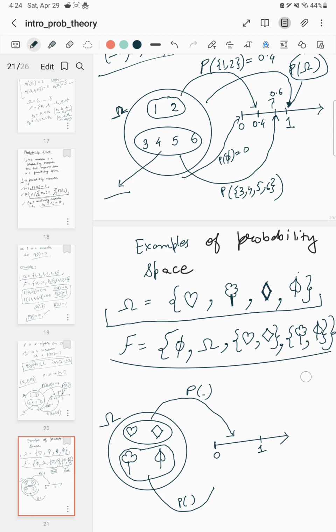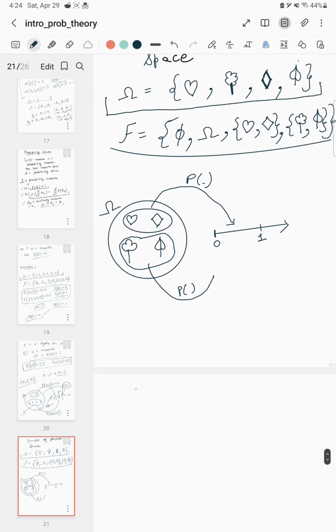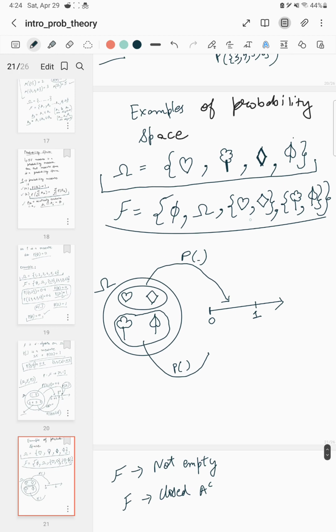So let's first verify whether F is a sigma algebra or not. We can see that F is non-empty as it has 4 subsets present. Is it closed under complement? Yes, it is closed under complement, as the complement of omega would be phi, the complement of phi would be omega, the complement of red cards would be black cards, and the complement of black cards would be red cards.